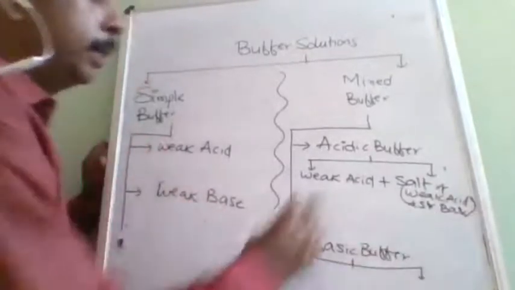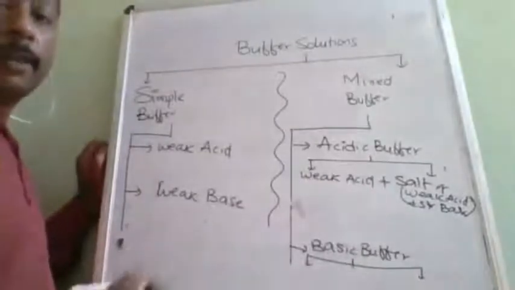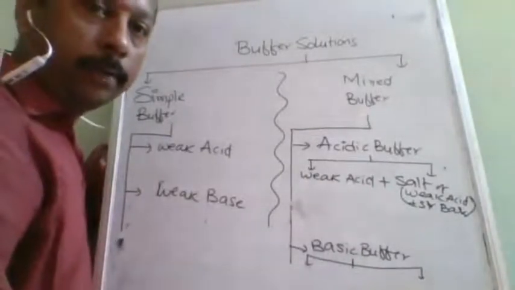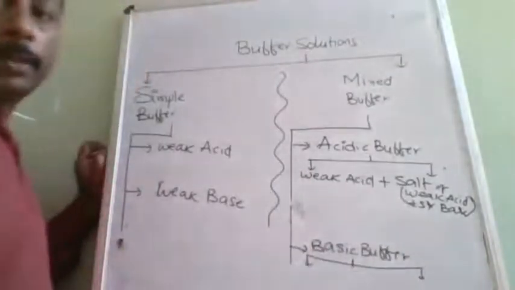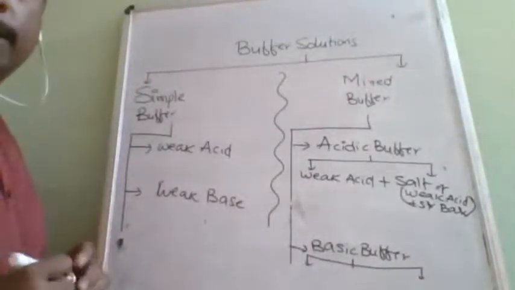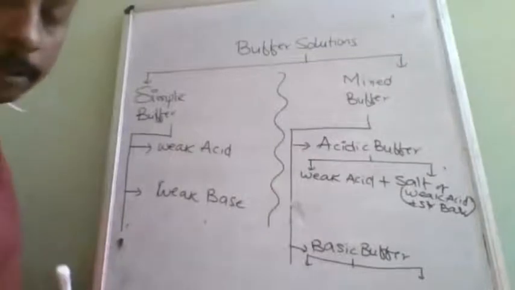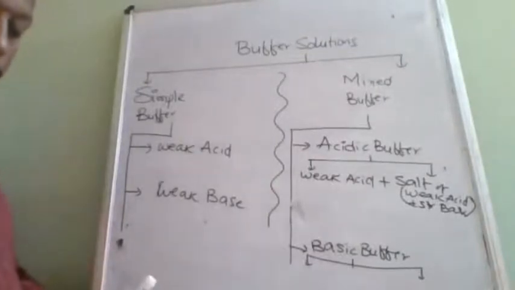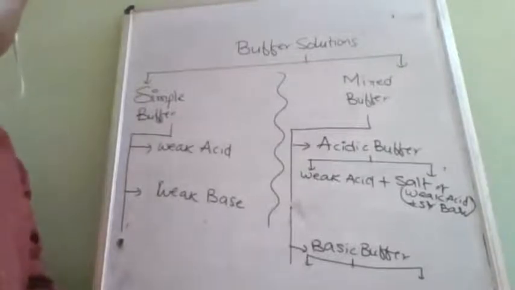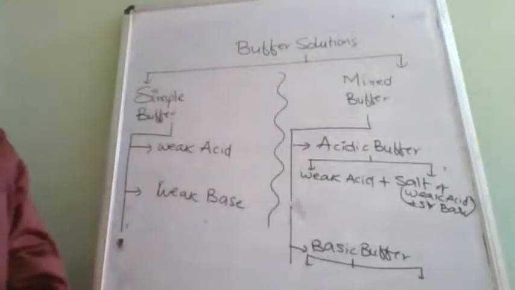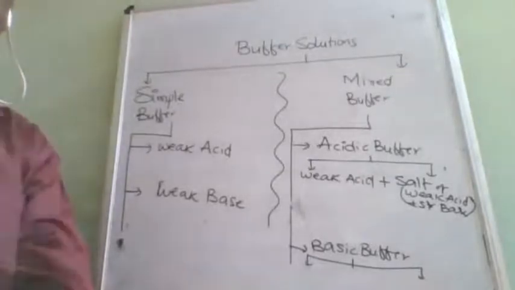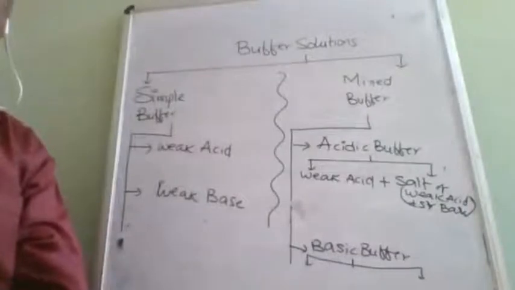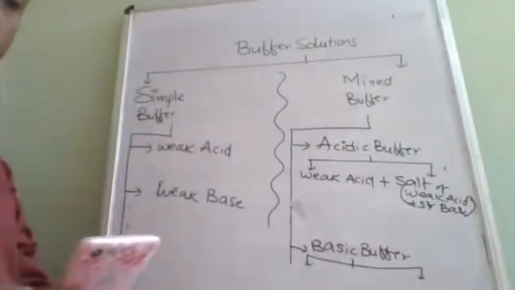Salt is made from this acid, and for making that acid into the salt, what do we require? Some base. The base we select should be strong enough. Then only it will be able to form the buffer, because one part is required strong, one part is required weak. Then only it will be able to maintain that pH sufficiently high.